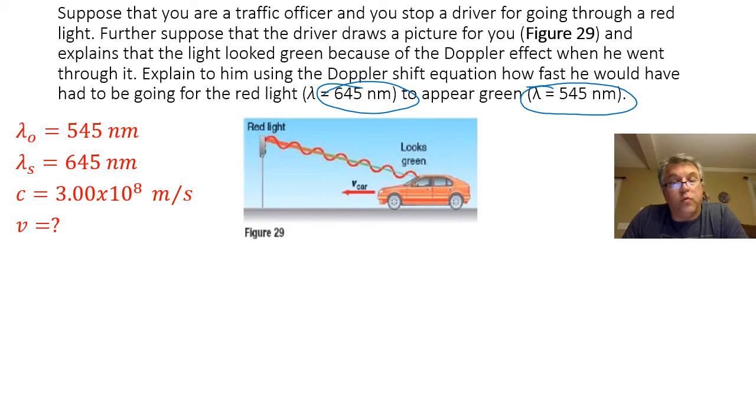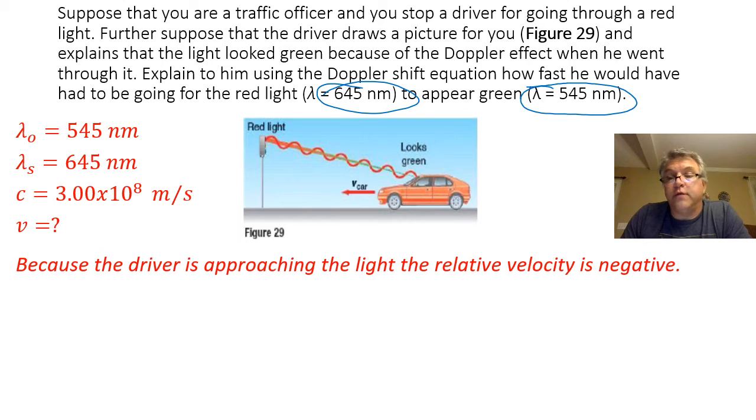So I'm going to have to use my wavelength equation. And because the traffic light is stationary and the driver of the car is traveling toward the traffic light, the relative velocity between them has to be negative because the relative motion is toward between the observer and the source. So we're going to have a negative velocity.